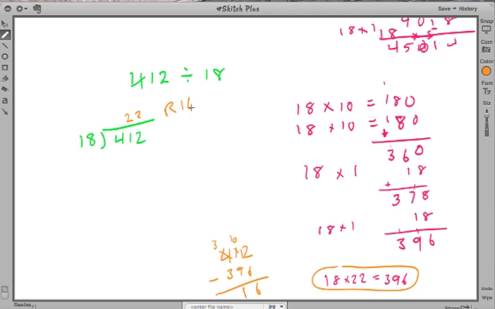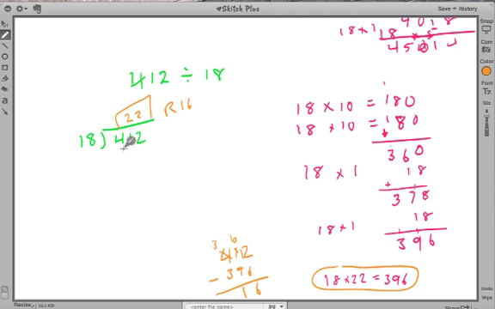Now a remainder of 16 sounds like a lot. 16 is a big number, but it is smaller than our divisor. If it were exactly 18, then we would have been able to multiply one more time, which would have given us 23. If it were bigger than 18, then we'd be able to multiply one more time. So 18 goes into 412 a little more than 22 times. 22 with a remainder of 16.